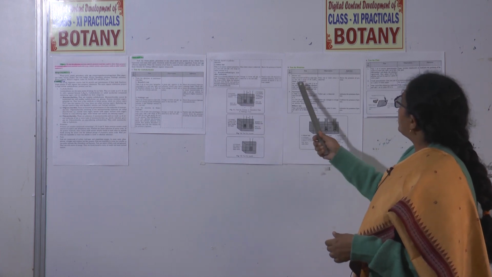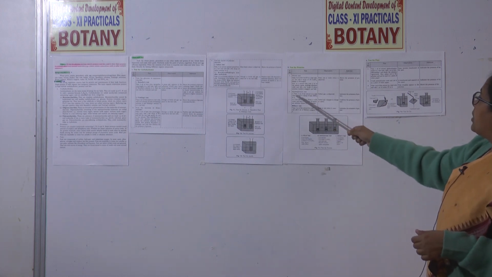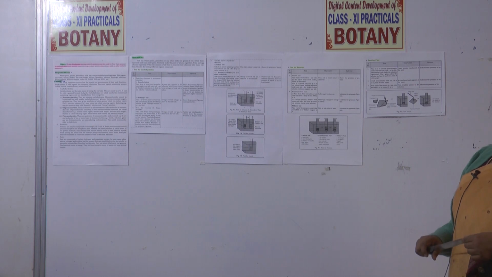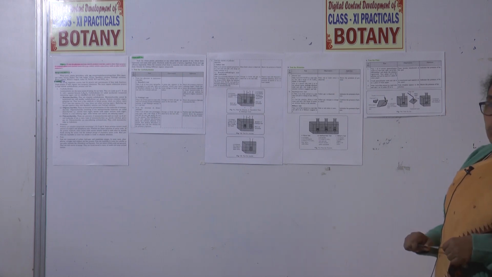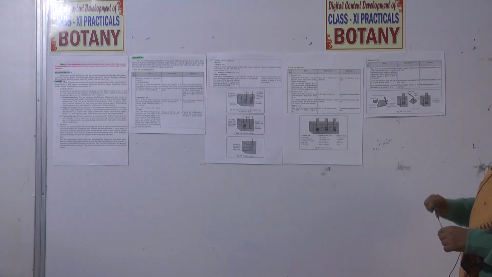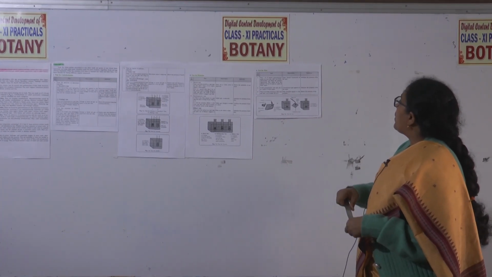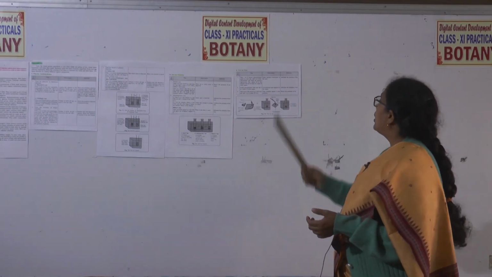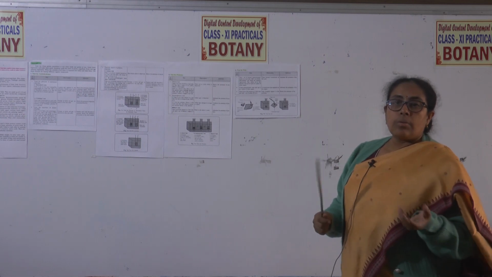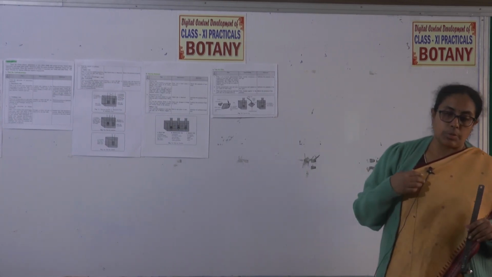Next is the test for protein. Basically, three types of tests are done: the Millon's test, the xanthoproteic test, and the biuret test. Either of these tests you can do to study the protein present in the food material. Third is the presence of fat, where you take groundnut or castor seed and add Sudan III to find out the presence of fat. Now I will ask Ma'am to explain how the tests are done in detail.